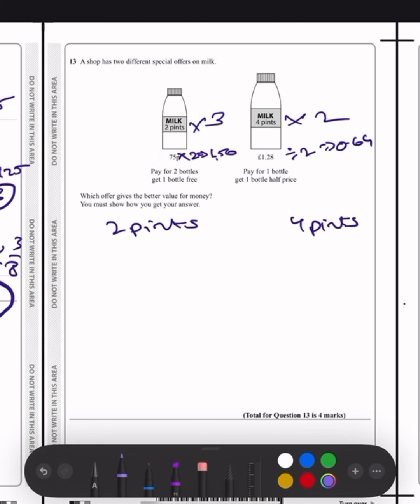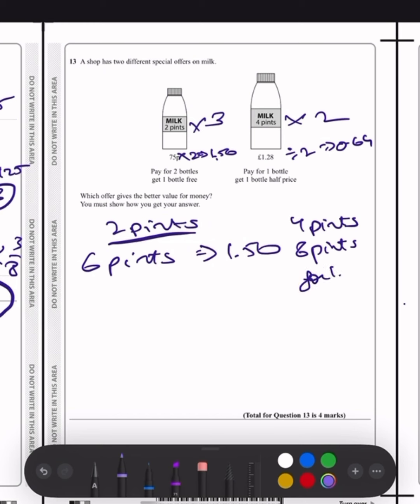So here we have the first offer, which changes into 6 bottles for £1.50, and that's why we multiplied 75 by 2 and 1.28 divided by 2. And the second offer we got for 8 bottles for £1.92. Now, because for 6 bottles we've got £1.50, for 1 bottle how much will it be? This is when we will know the real value, which one's the better one.